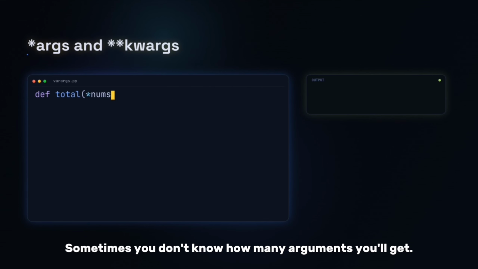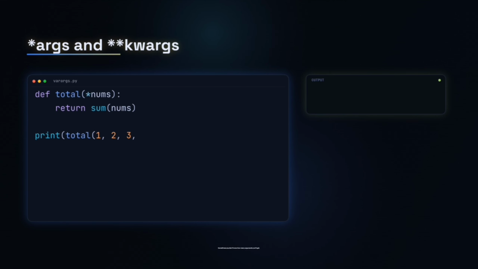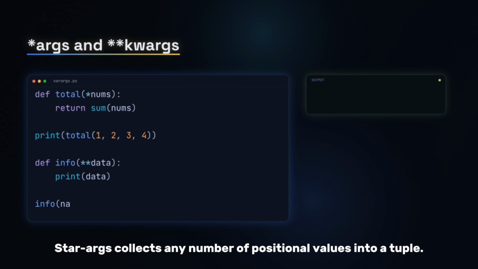Sometimes you don't know how many arguments you'll get. Star args collects any number of positional values into a tuple.